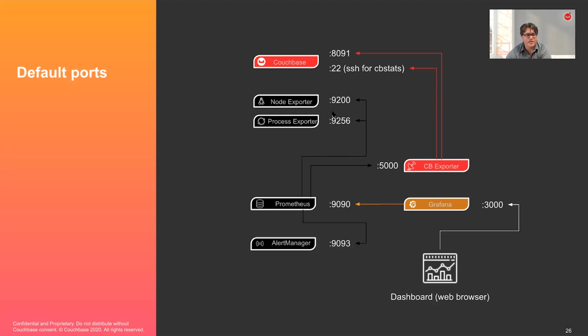Now, one of these has to get configured. I think it's 9256, because we also have some other processes that are running on its default port, so we switch it to these ports so that there is no collision. Prometheus is running on port 9090 and Alert Manager on 9093. We have Grafana running on port 3000, and by default, Couchbase exporter is running on port 5000. You can see where everybody has to talk to each other, and it can get rather complex.